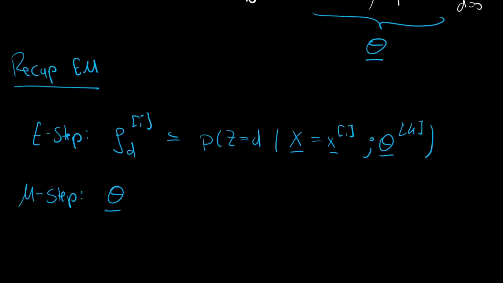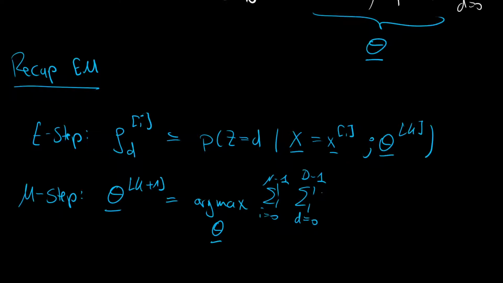Here we assign the new parameters to the argmax over all thetas, subject to some constraints we will consider later, of the following argument: the summation from i=0 to n-1, so over all samples, times the summation from d=0 to capital D-1 over all clusters of rho_d^i times the logarithm of the joint distribution evaluated at these points. So we plug in the dth class and the ith observation, and here we let the theta parameter vary, so this is where our theta comes in so that we can perform the maximization.